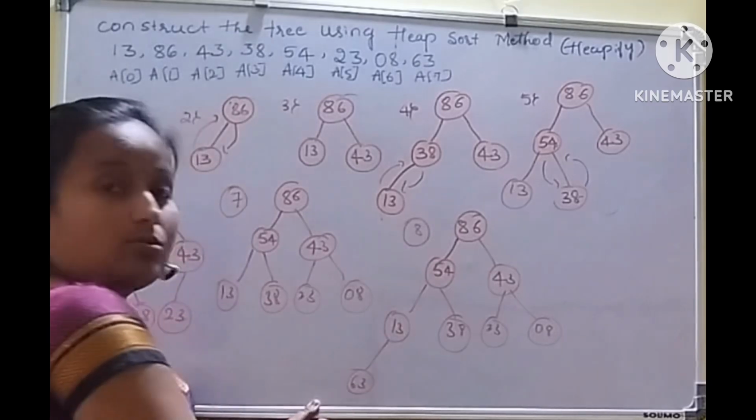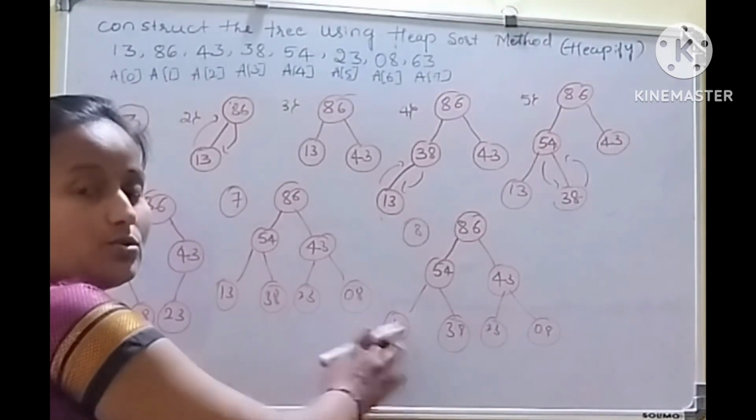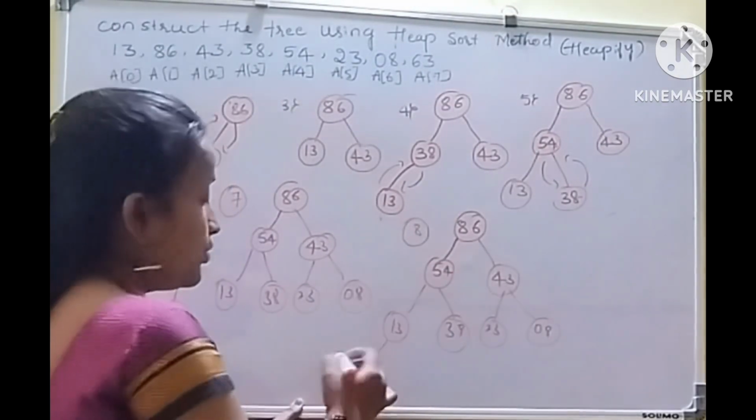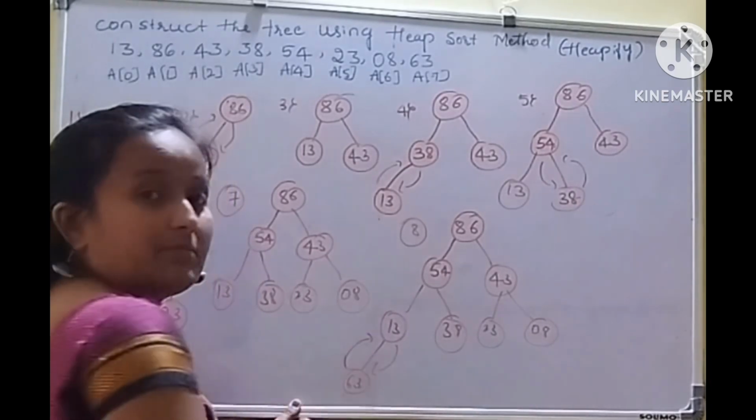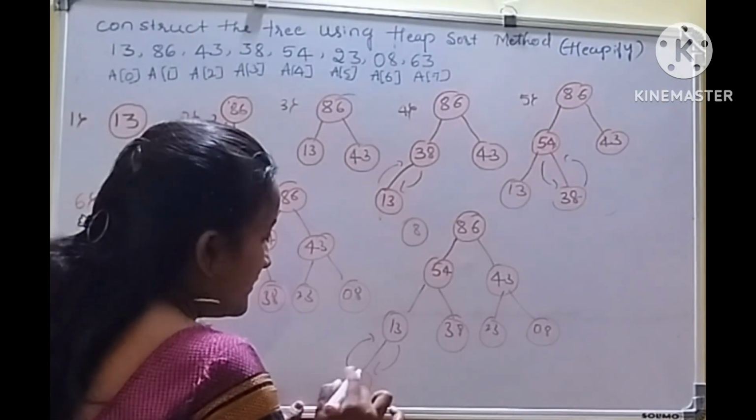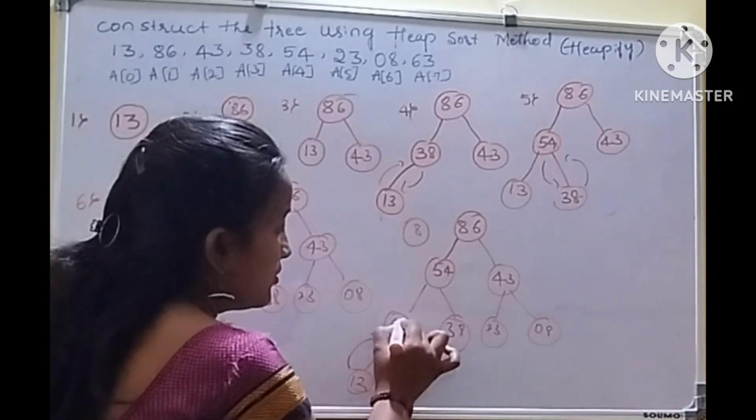Just check the rule. This is a child node and this is a parent node. The rule is not accepted. We just swap the two elements. This will go here and this will come here. So 13 will come here, 63 will go here.